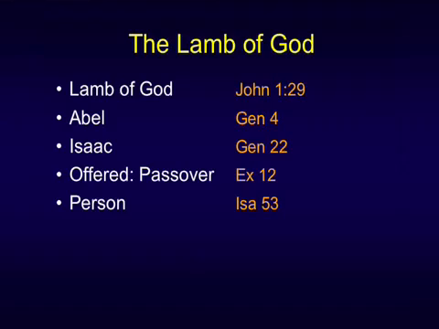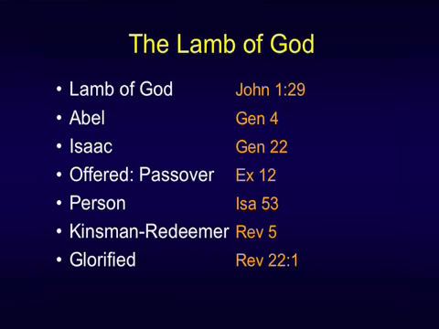We have the lamb offered as Passover, and he's offered as a person in Isaiah 53, as a lamb to the slaughter and so forth. And of course, he's the kinsman redeemer of Boaz, as climaxed in Revelation chapter 5. You won't understand Revelation 5 unless you understand the book of Ruth. And of course, the lamb is glorified in Revelation 22.